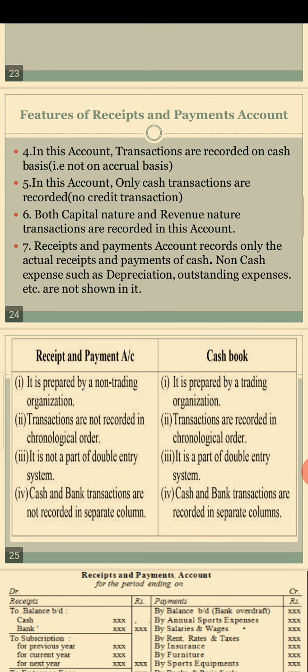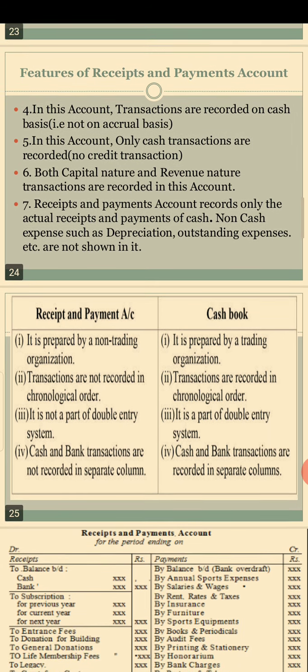And point number 4, in this account transactions are recorded on cash basis. Already I have told that receipt account and payment account is just like a cash book. So all cash transactions are recorded here. And number 5, in this account only cash transactions are recorded, no credit transaction.